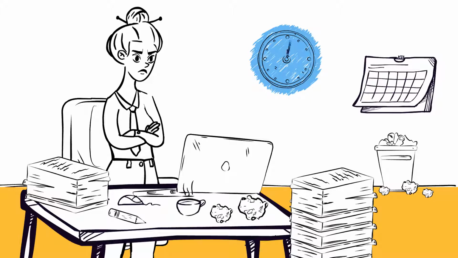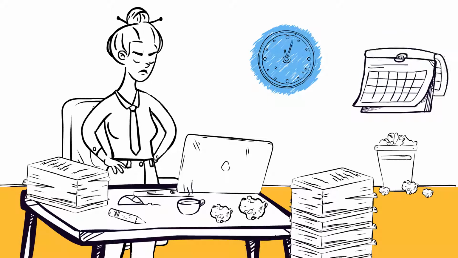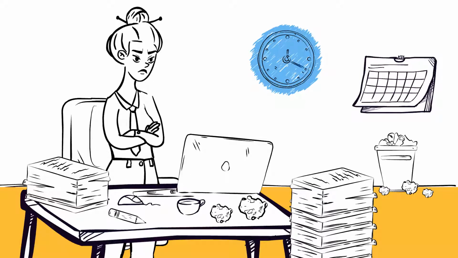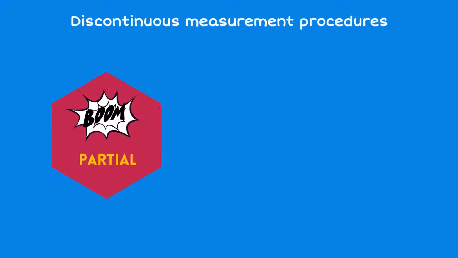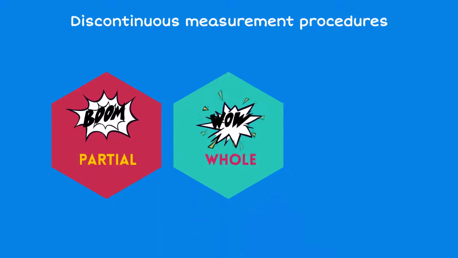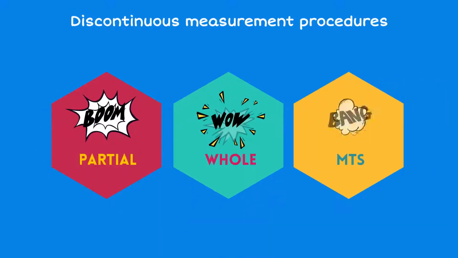One of the most frustrating parts of data collection is realizing that you have used the incorrect measurement procedure for the target behavior. So annoying. The three discontinuous measurement procedures are partial interval, whole interval, and momentary time sampling. The benefit of these three procedures is that it doesn't require the observer to record all instances of the target behavior. These are only estimates.